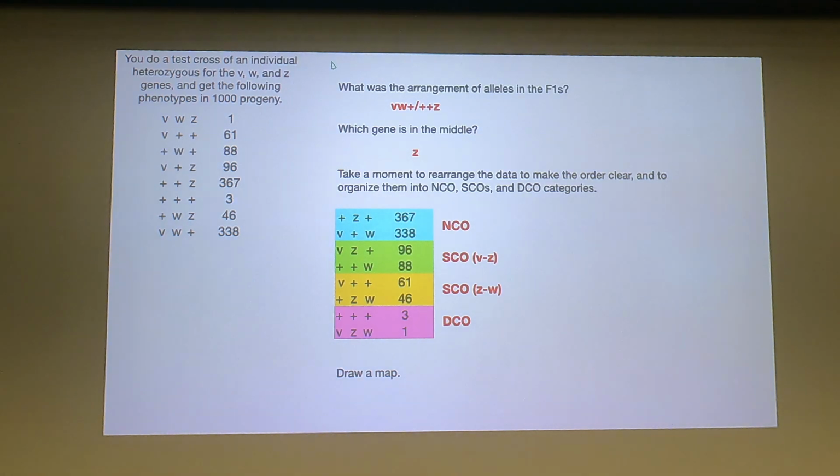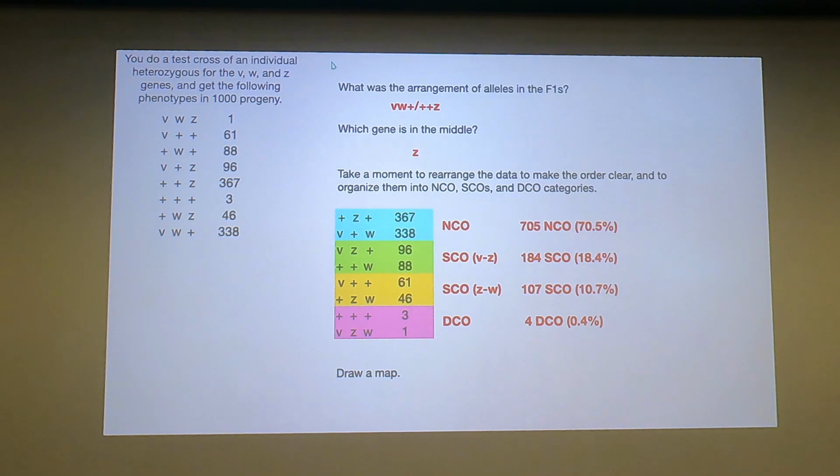Okay, I put something else here. What else did I put here? I put some numbers. Oh yeah. So I added these up. So this is again out of 1,000. You will discover in the lab we never get exactly 1,000, but here it works just fine. So we got a total of 705 non-crossovers, 184 single crossovers between V and Z, 107 single crossovers between Z and W, and 4 double crossovers.